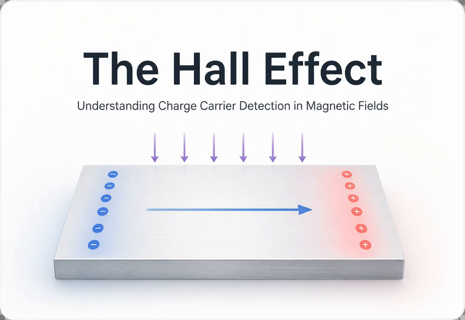Welcome to this lecture on the Hall effect. This is a fundamental phenomenon in condensed matter physics that allows us to determine the type and density of charge carriers in a conducting material using just a magnetic field and some electrical measurements. By the end of this section, you'll understand how charge carriers respond to magnetic forces and how we can use that response to probe the microscopic properties of materials.